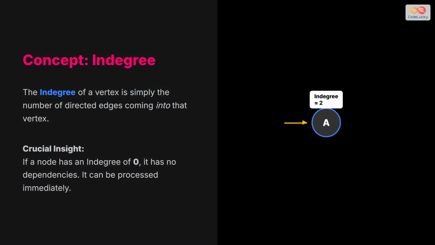To implement this using BFS, we need to understand the concept of Indegree. The Indegree of a vertex is simply the count of incoming edges. The most important insight for Kahn's algorithm is that if a node has an Indegree of 0, it has no dependencies. That means it is safe to process that node immediately.